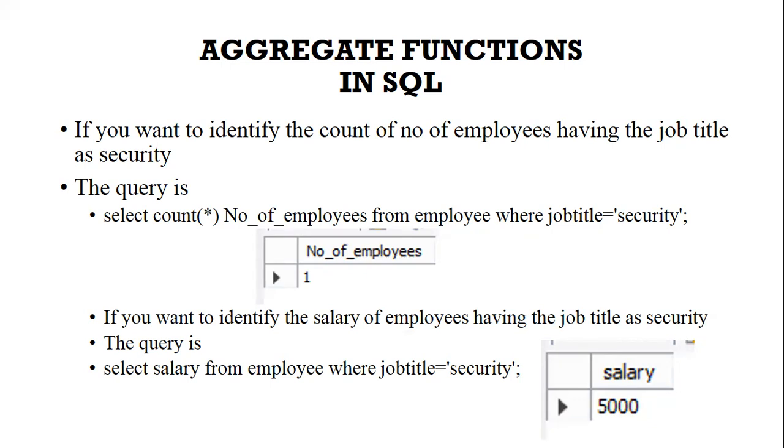If you want to identify the salary of employees having the job title as security, we can use this query: select salary from employee where job title equal to security. It will display the salary of the person who is security. You can see here that the element present after select is displayed as the title of that particular table.